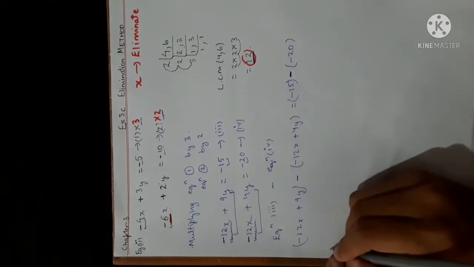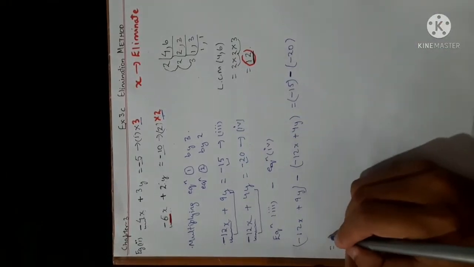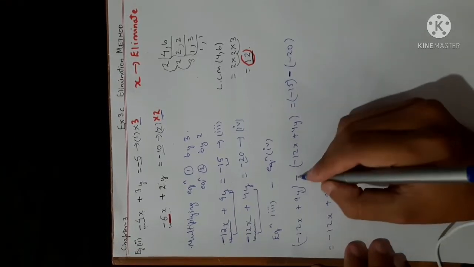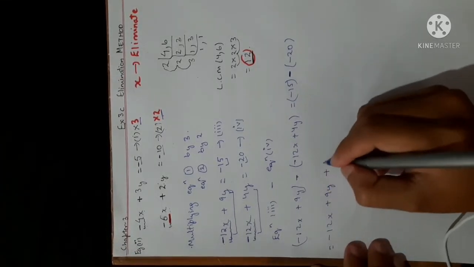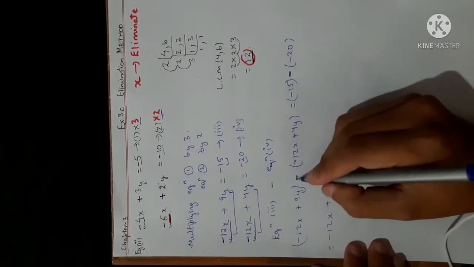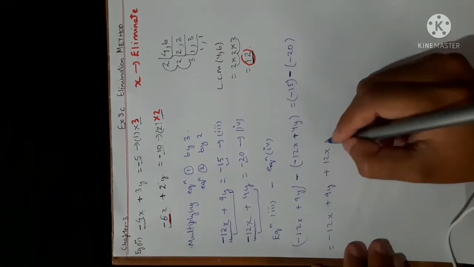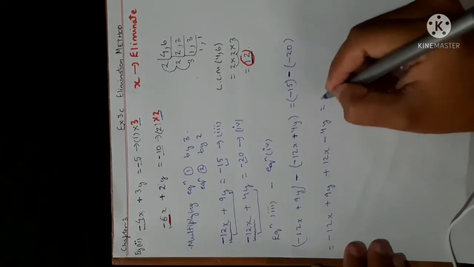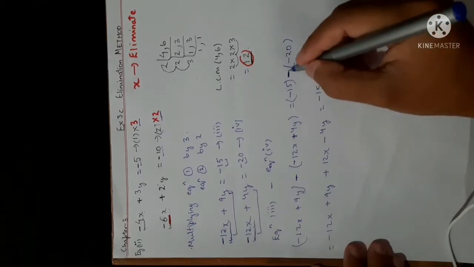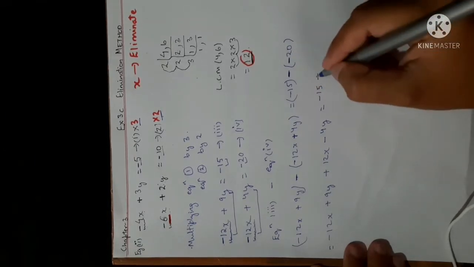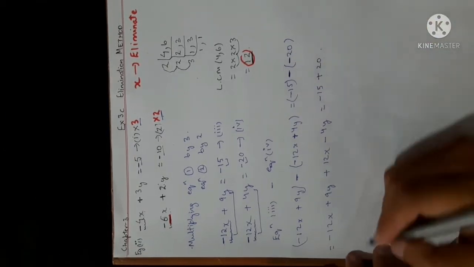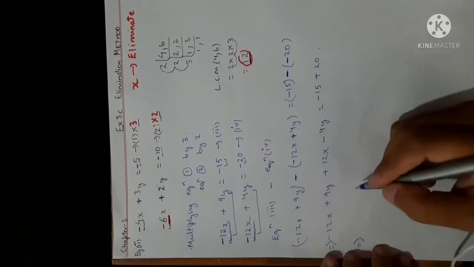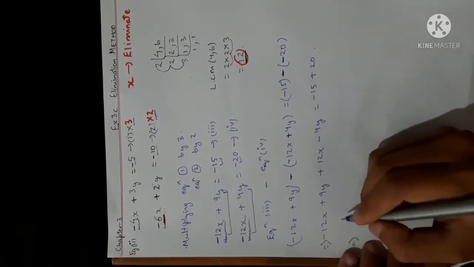So now we open up the bracket: minus 12x plus 9y. Here minus into minus equal plus 12x, minus into plus equal minus, so minus 4y equal minus 15, minus into minus we have plus 20, and implies, so now we rearrange this a little bit.